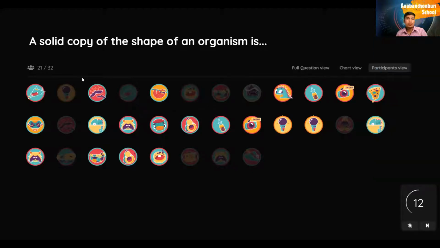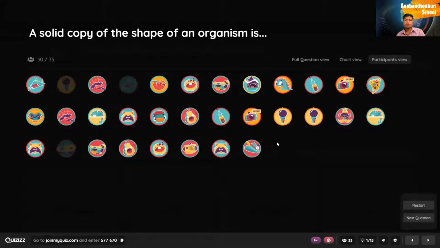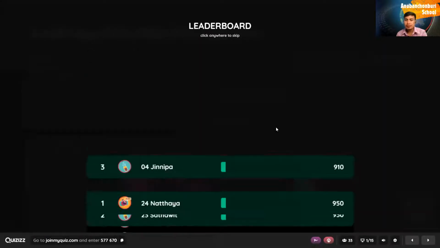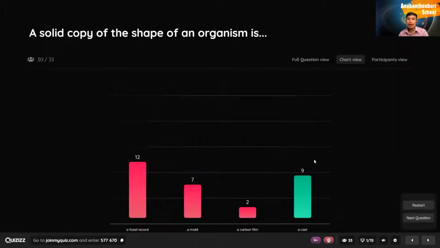Okay. A solid copy of the shape of an organism. A solid copy of the shape. Okay, so what's your answer? The answer there is, okay, I have Nataya. A cast is the solid copy, no? A cast, not a mold, because a mold is empty. The cast is the solid copy. Okay, next.